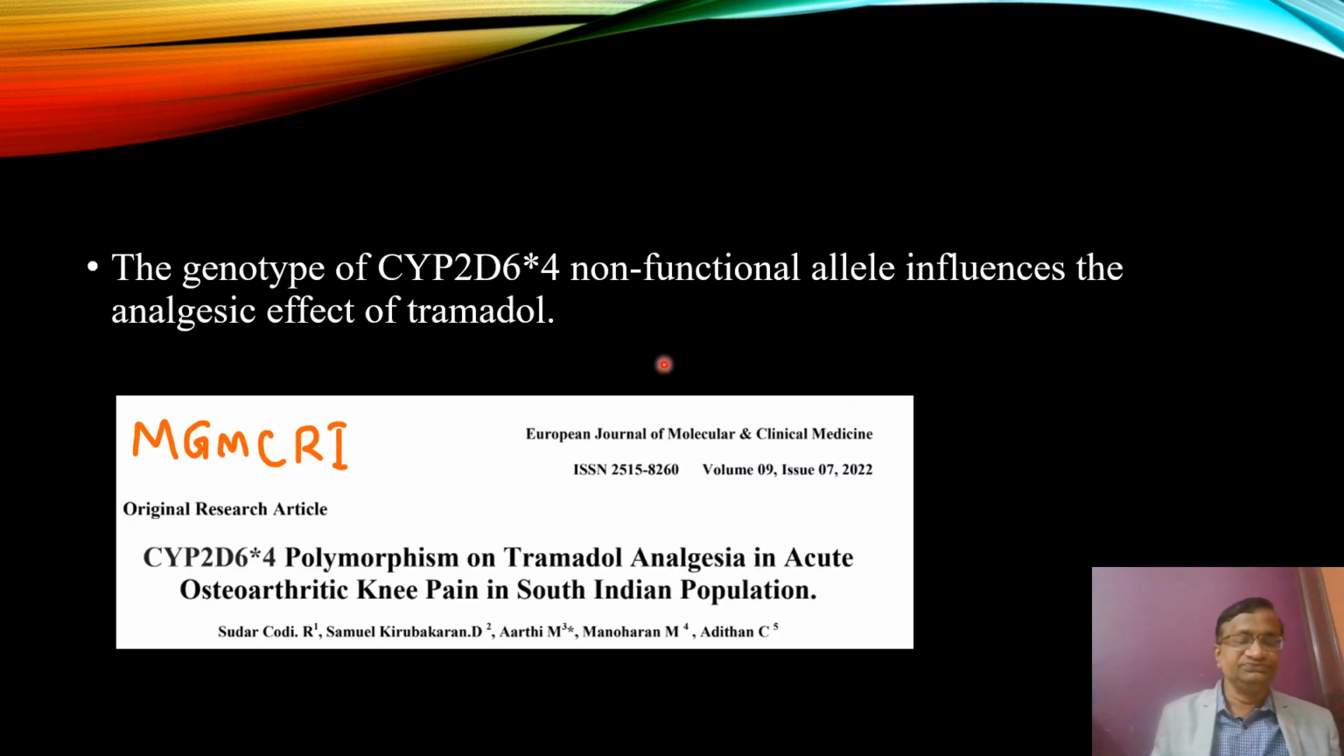Now I am telling you, this is our article. The genotype of a non-functional allele, I will tell what is allele delta. If a non-functional allele is there, then there is a difference in tramadol in acute osteoarthritic pain. This is our article.